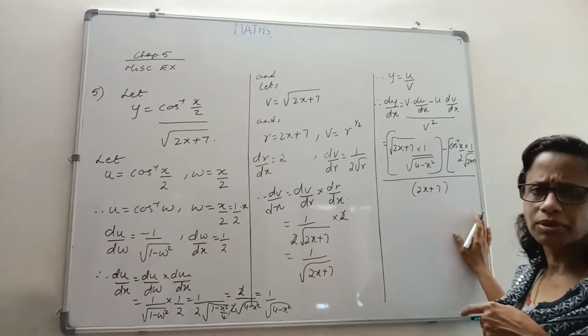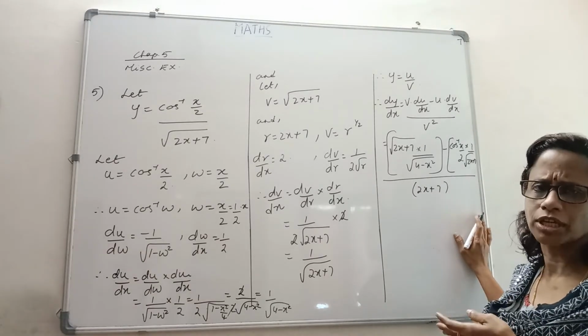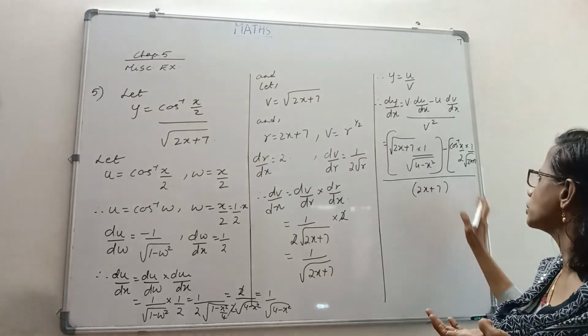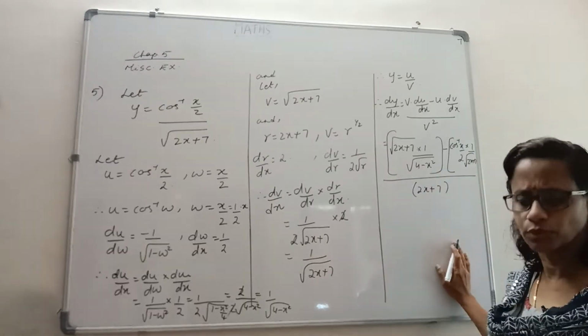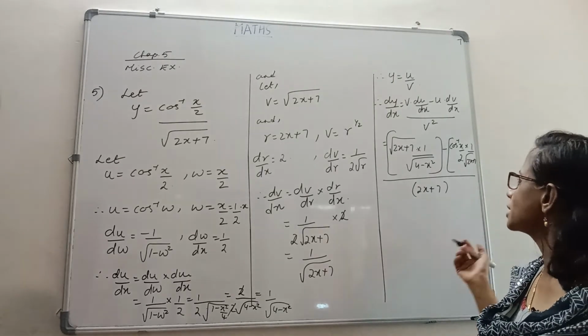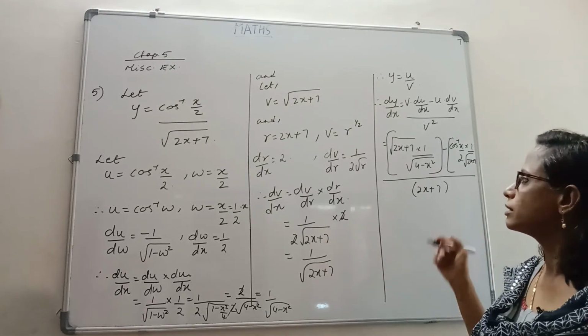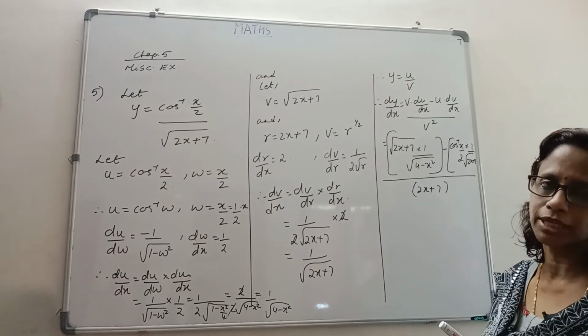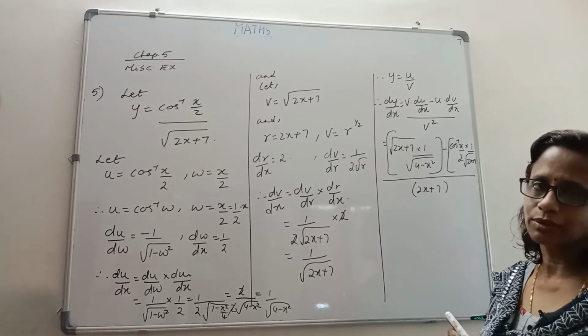If you want, you could simplify it, but as beginners, there's no harm if we keep it like this, right? Whatever little simplification we want, we could do that, or else we could keep this as the answer. So that's how it comes. Your answer could be simplified, but as beginners, there's no harm if we keep it like this. So this is how the derivative works.